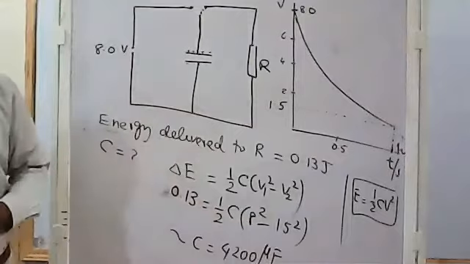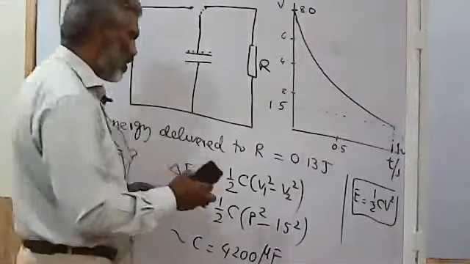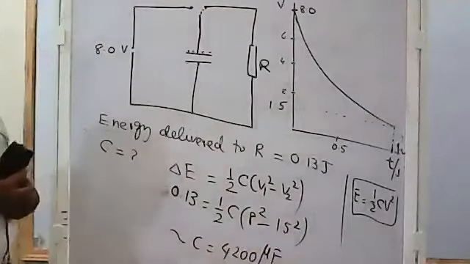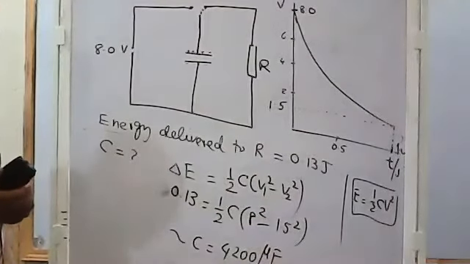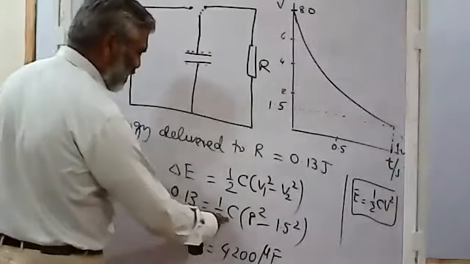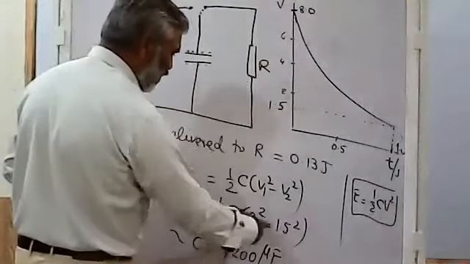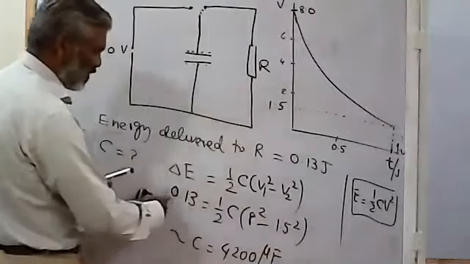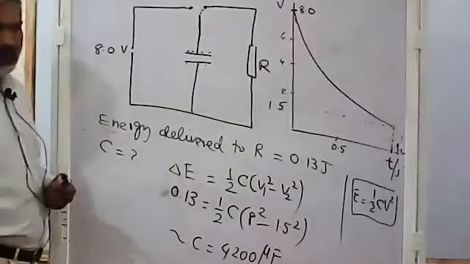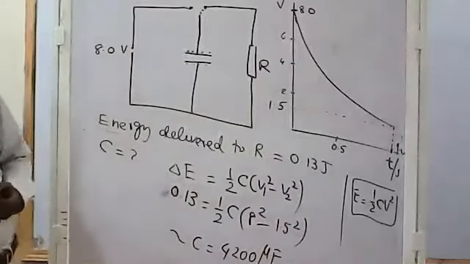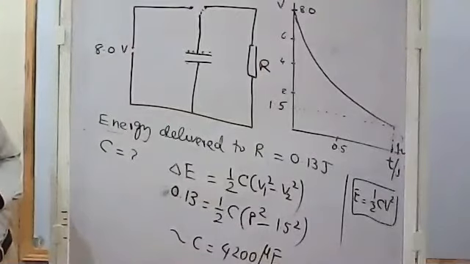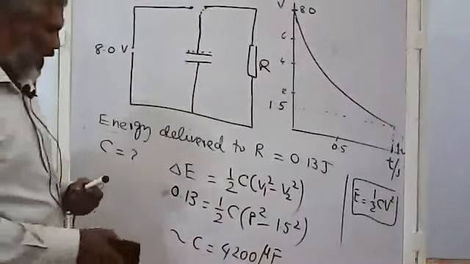But what if they have given the capacitance already and they want you to calculate the energy delivered to that capacitor? So you use capacitance here, you use the difference of squares of these two voltages, and you calculate this value of energy. This will be simply the energy delivered to the resistor when you allow the capacitor to discharge through it.